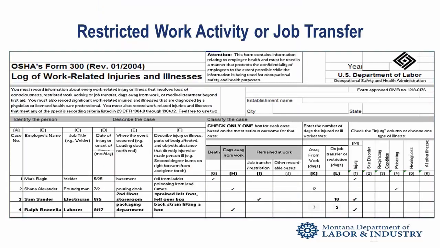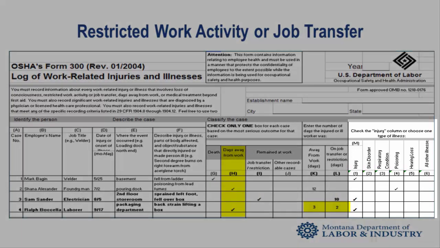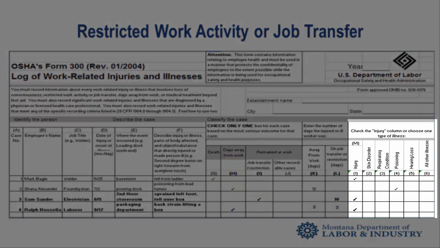If a case involves both days away from work and days of restricted work activity, place a check mark in column H. Leave column I blank and enter the correct day counts in both columns K and L. For example, if an employee had 3 days away from work and 2 of restricted work activity, place a check mark in column H and enter a 3 in column K and a 2 in column L. Again, note in column M whether the case involves an injury or an illness.